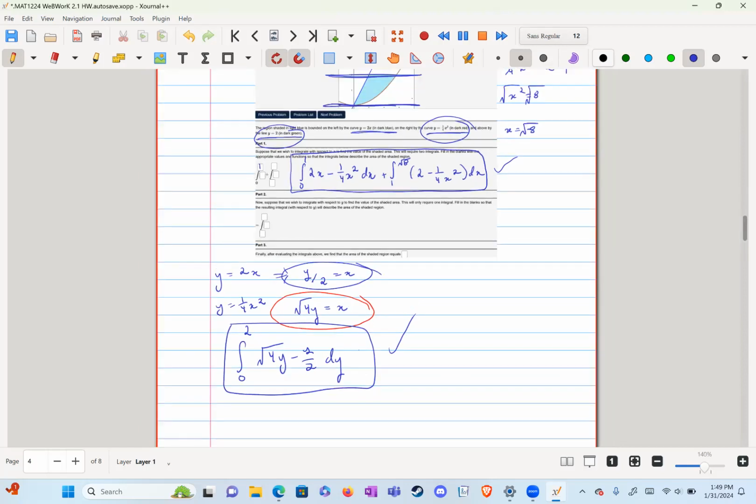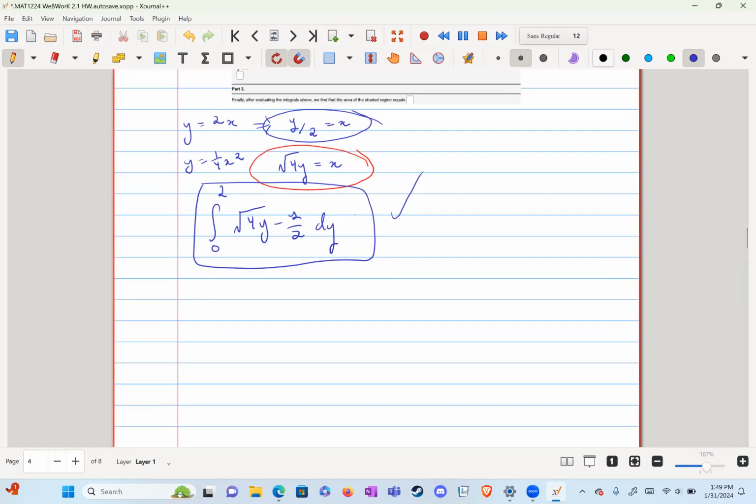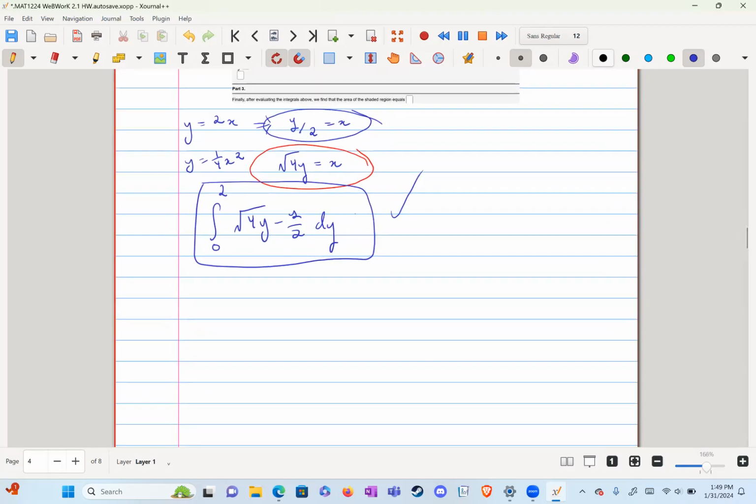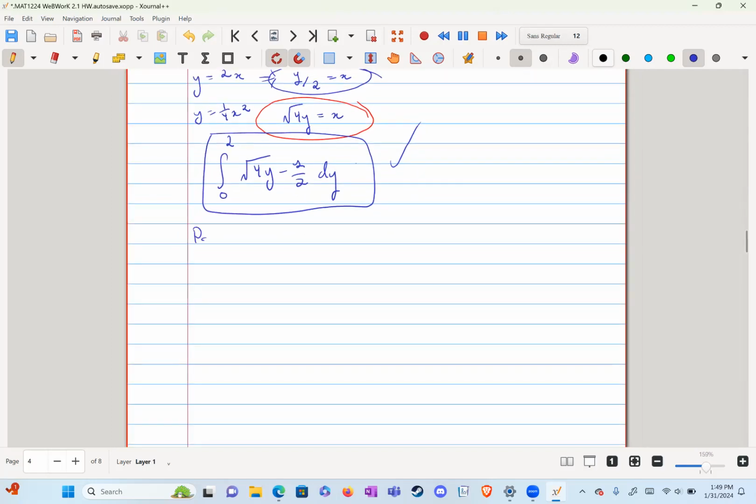Part 3, we just have to choose the easier integral. Clearly, you can see that now with respect to y, that is the easier integral. So we have part 3 now, where we have some 0 to 2. And we can just rewrite square root of 4y as 4y to the power of 1/2. Makes it easier to visualize, minus y over 2 dy.